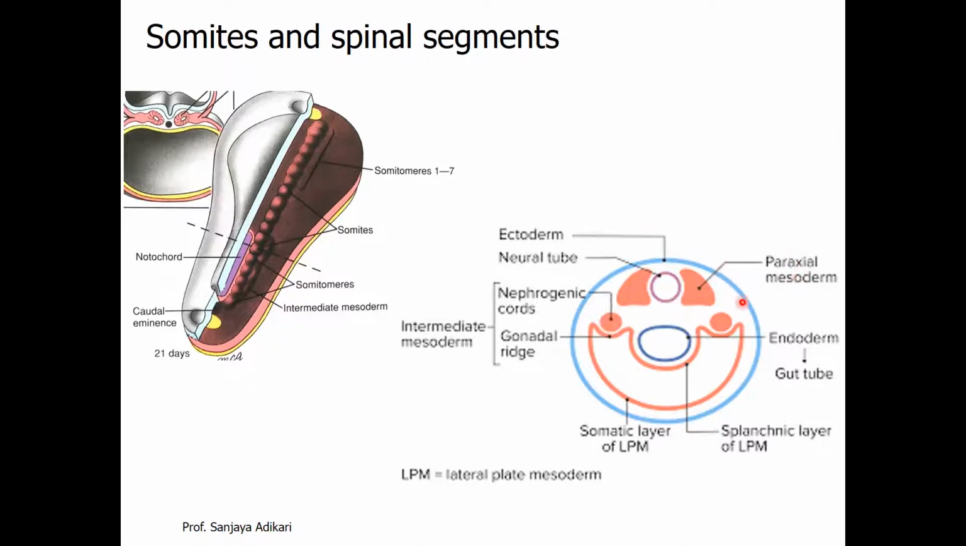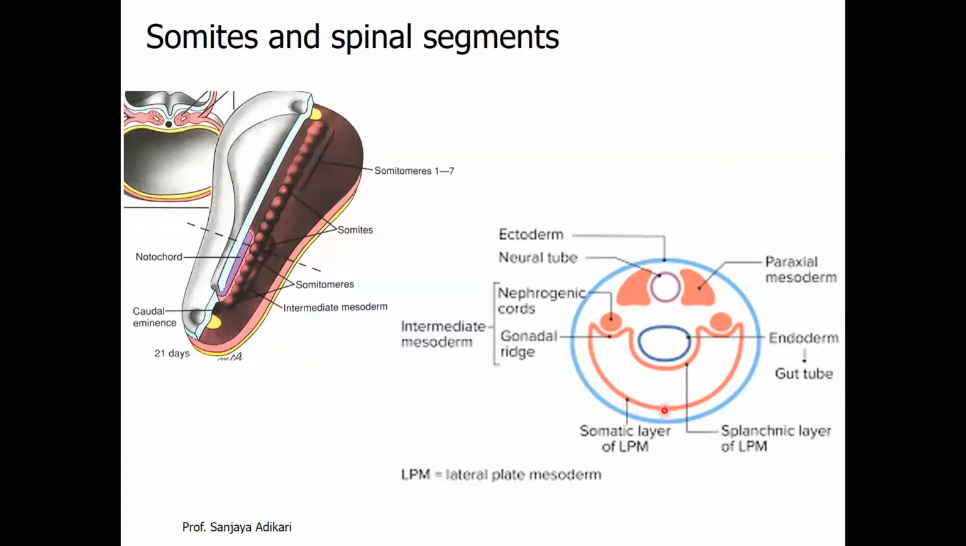Now this paraxial mesoderm on the side of the neural tube will give rise to certain parts of the skin of the body, muscles of the body, and the vertebrae that surround the neural tube. Therefore these somites that are developing are formed by the paraxial mesoderm. So this has to be meshed with this part. Then I will tell you a few more things. This intermediate mesoderm is the one that gives rise to your gonads and kidneys, so it's the genitourinary system.